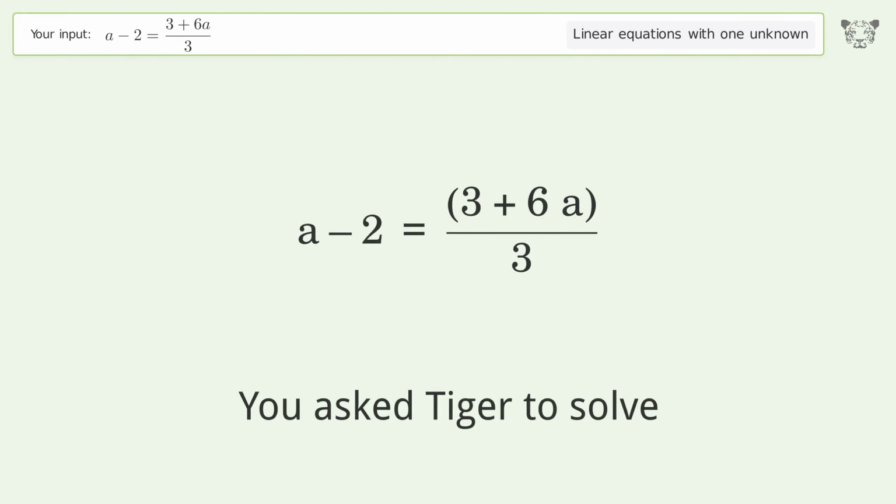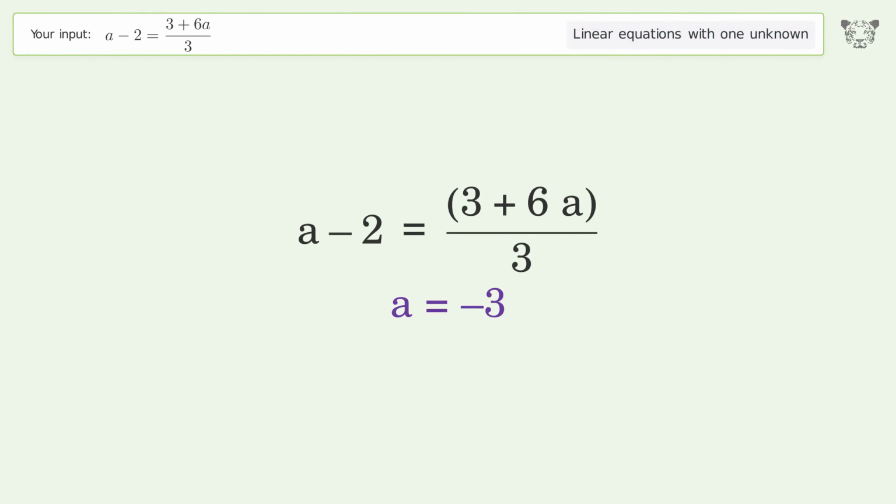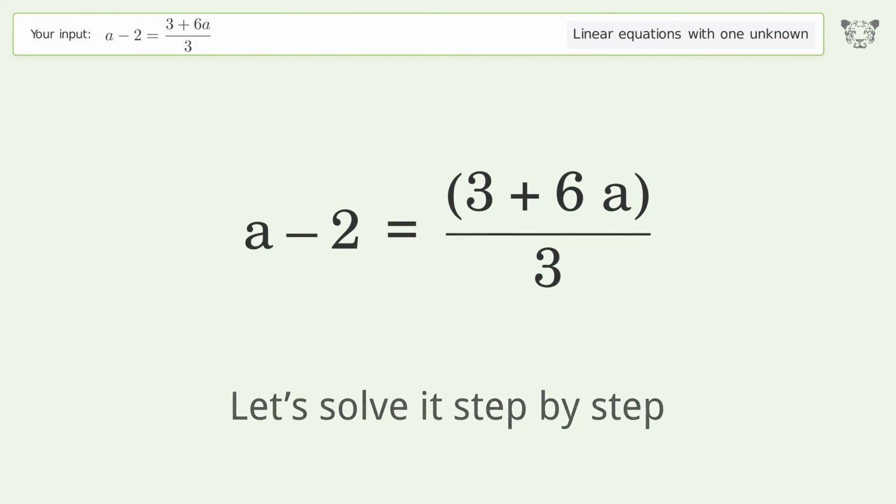You ask Tiger to solve this. It deals with linear equations with one unknown. The final result is a equals -3. Let's solve it step by step.